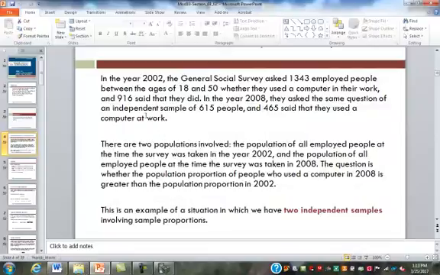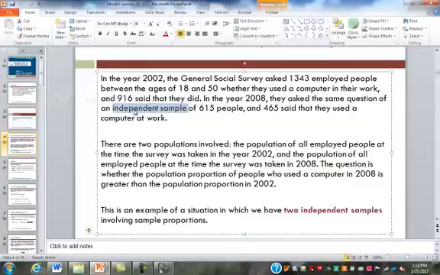So we're going to look at an example here. In the year 2002, the General Social Survey asked 1,343 employed people between the ages of 18 and 50 whether they used a computer in their work. 916 said that they did. In the year 2008, they asked the same question of an independent sample. Now that's important. The samples have to be independent. So it might be the same population, but they're taking a completely new randomly chosen sample. This time they took a sample of 615 people, and 465 said that they used a computer at work.